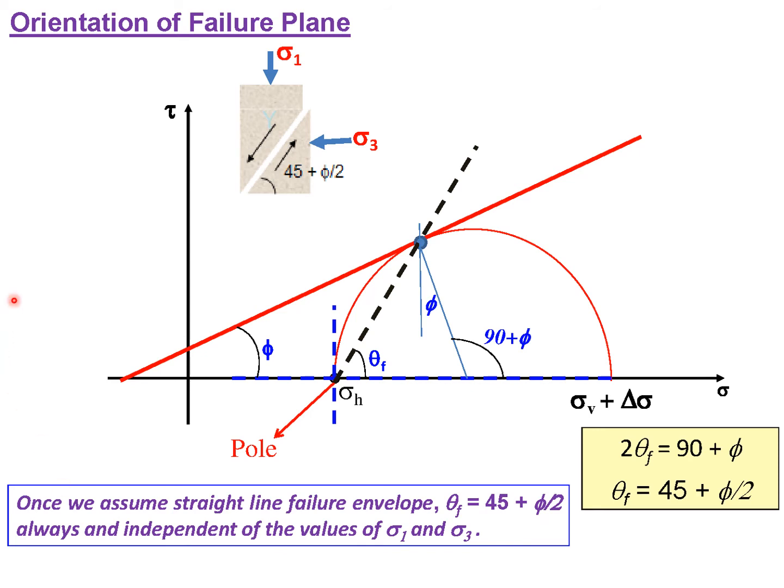So this slide is meant for the orientation of the failure plane. You can see that this is the Mohr circle, this is the pole. If you look at this dotted line, it is passing through this particular point and it is making an angle of theta f, which is the angle of the failure plane, because this point is the link, or you can say the connection, between this failure envelope and this Mohr circle.